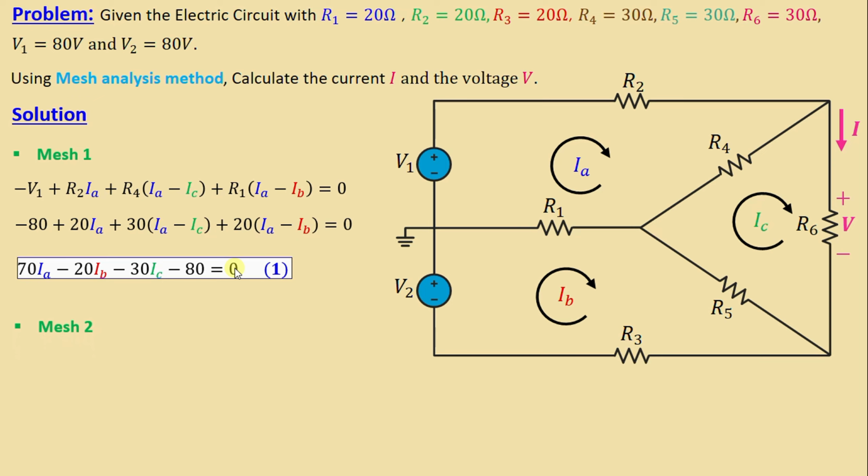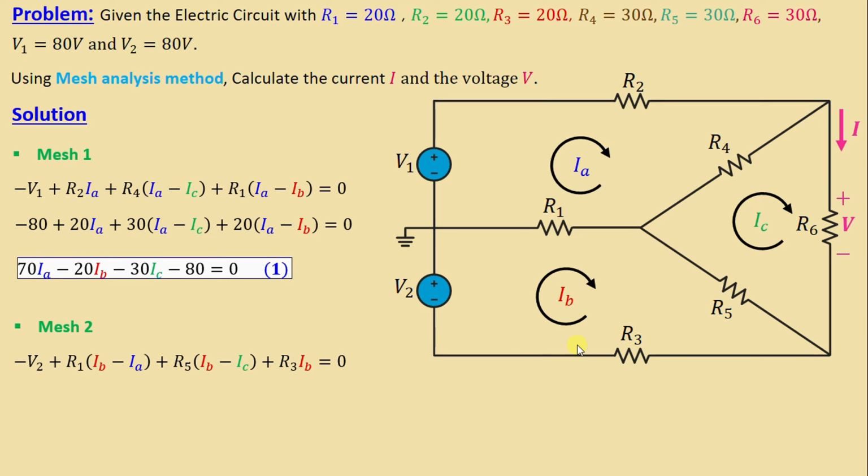After we finish from mesh 1, we go to mesh 2. By applying Kirchhoff's voltage law in mesh 2, we can write negative V2 plus R1 (IB minus IA) plus R5 (IB minus IC) plus R3 IB is equal to 0.